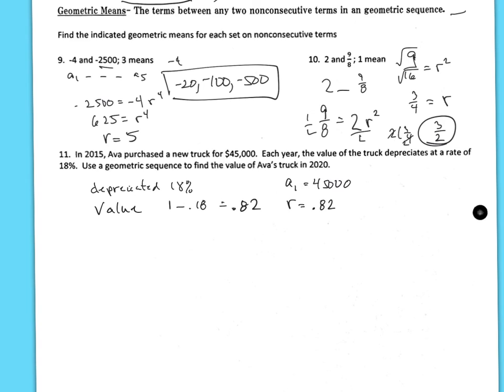And we know that our n from 2015 to 2020, 15, 16, 17, 18, 19, 20, is 6. So then we're going to find a sub 6 is 45,000, and then we have 0.82 to the 6 minus 1 power. Put that into the calculator, and we get that the value of the truck is $16,683.29.